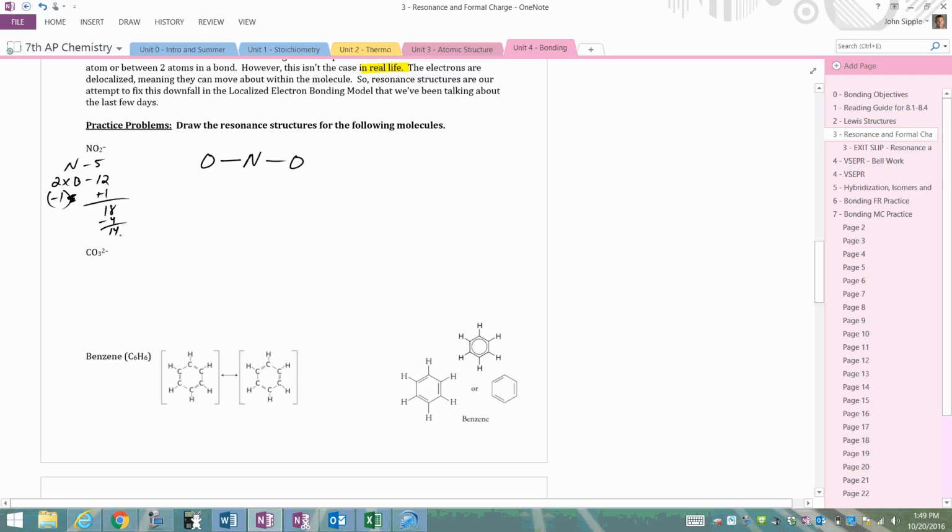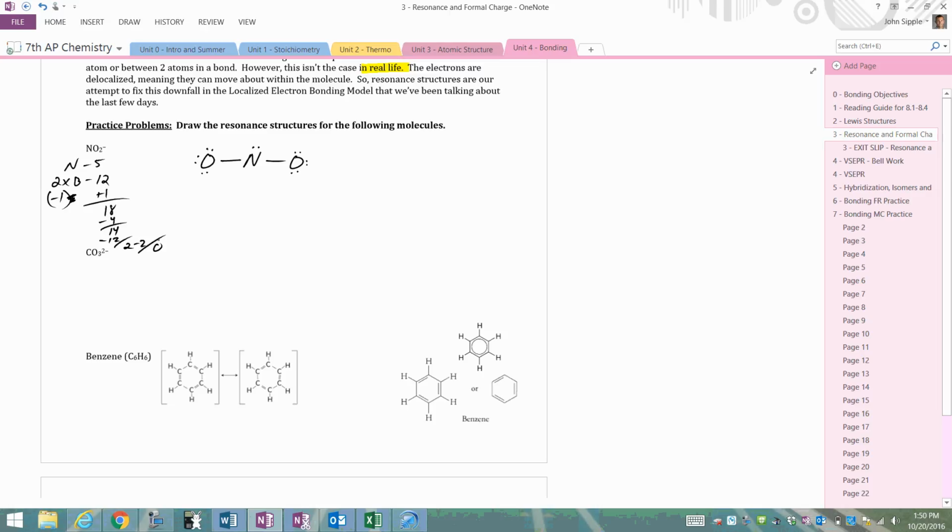And I want to make our oxygens happy. Each one of those needs 6 more. So we just use 12 electrons. 4 left over. When we have extra electrons and the outside atoms are happy, what do we do with our extra? Put them on the middle. Yep, put them on the inside. We have 0 left now. Both oxygens are good, they have 8, but our nitrogen only has 6.